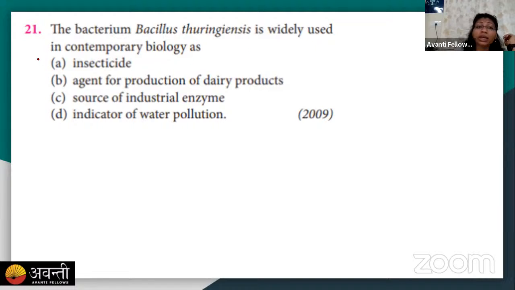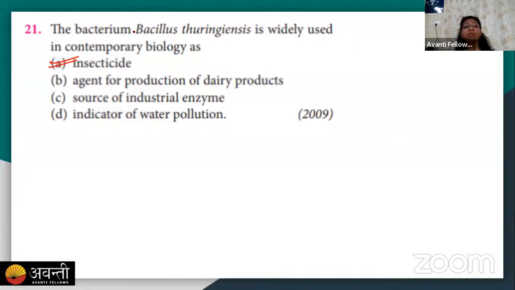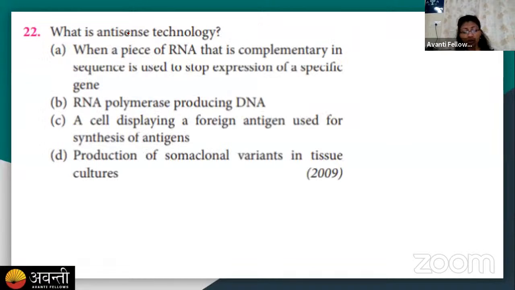It is used as an insecticide, which we use broadly to generate the genetically modified crops, or we commonly call them Bt crops, which are resistant to insects. So your next question for the day is, what is antisense technology? What is antisense technology?